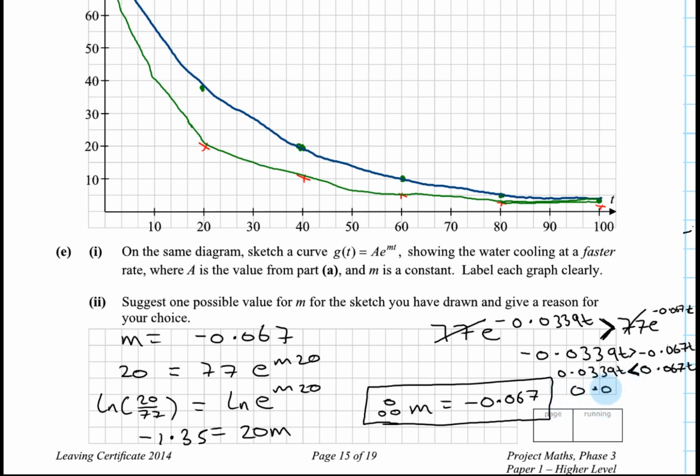And 0.0339 is less than 0.067. So therefore, true. So this is greater than that. So therefore, the water is going to be cooling quicker. And that's kind of how you'd show how this g of t, so don't forget it's called g of t, is going to cool quicker than f of t.